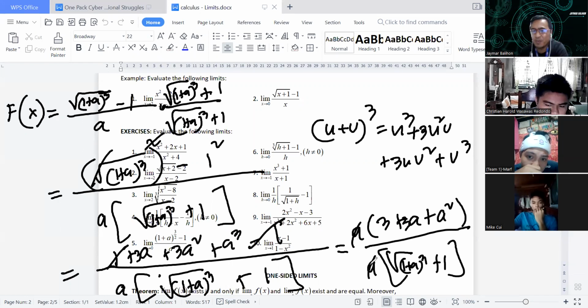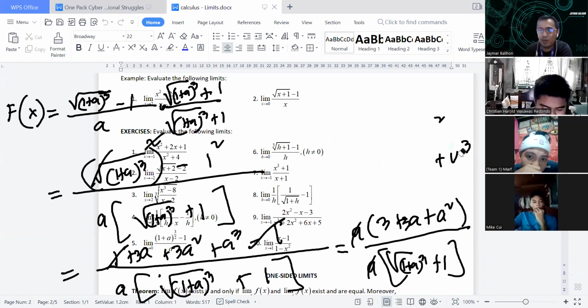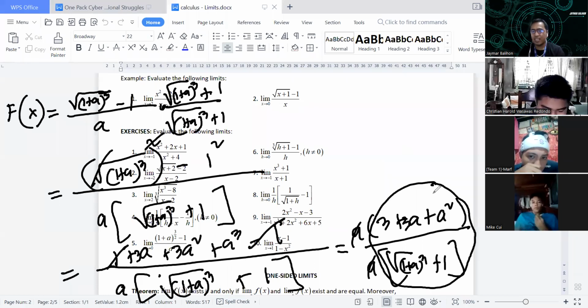So, we can say that our new function now will be this. This is our new function, our g of x. Do you see it, class?